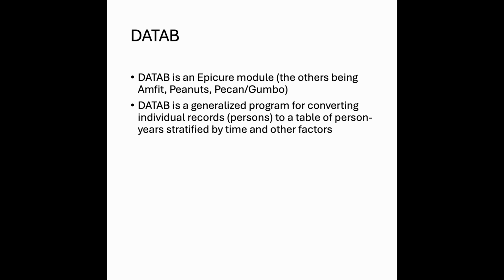DATAB is an Epicure module, one of 4 modules within Epicure, the others being Amphit, Peanuts, Pecan, and Gumbo. Amphit, Peanuts, Pecan, and Gumbo are all modules for analyzing data. DATAB, on the other hand, is a generalized program for converting individual records to a table of person years stratified by defined categories, such as age and time categories, as well as other factors.